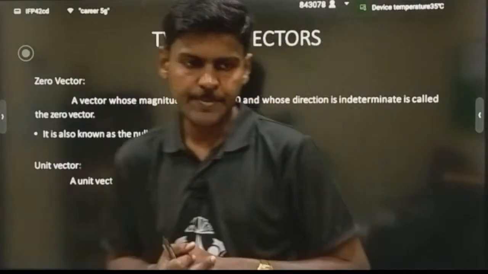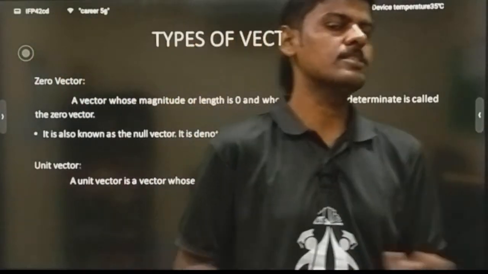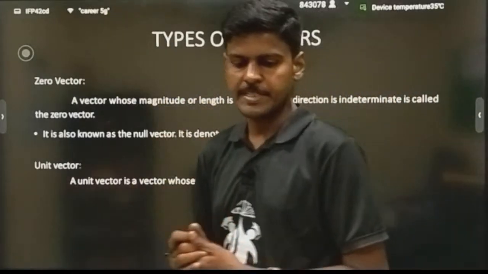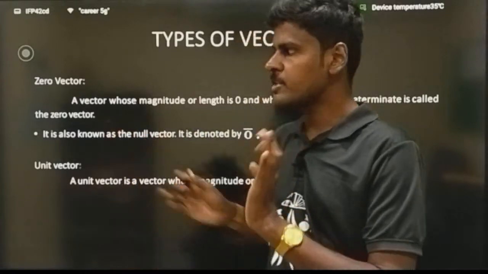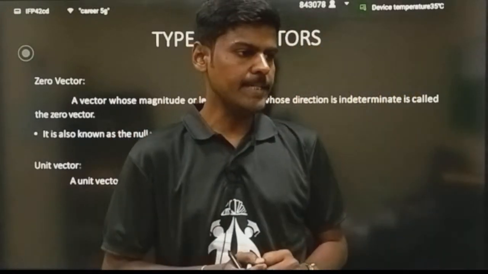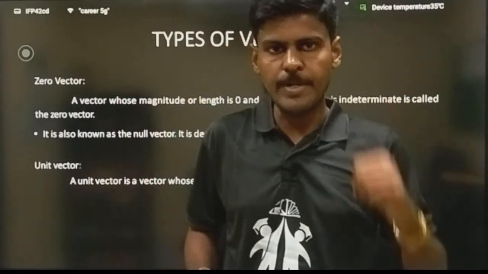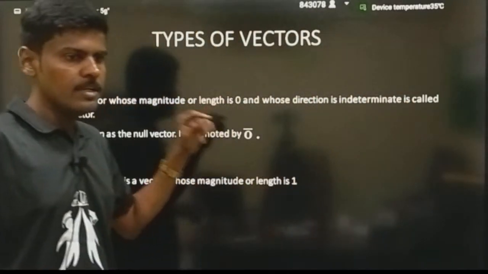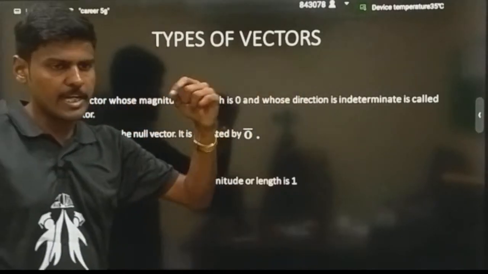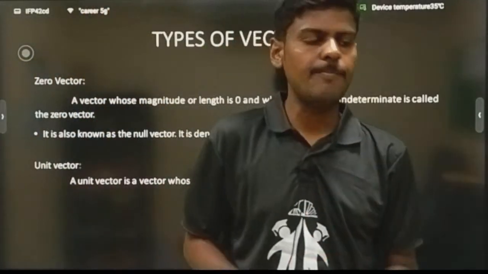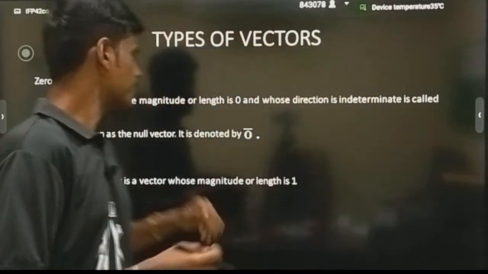Next is types of vector. What are the different types of vector? One is the zero vector. As the name suggests, its magnitude is 0. When the magnitude is 0, it represents a point because we don't have any vector. We can't have any direction for a point, right? So its direction is indeterminate.